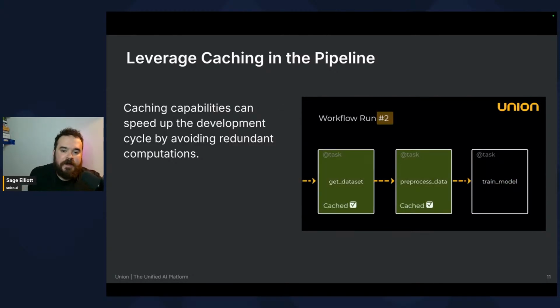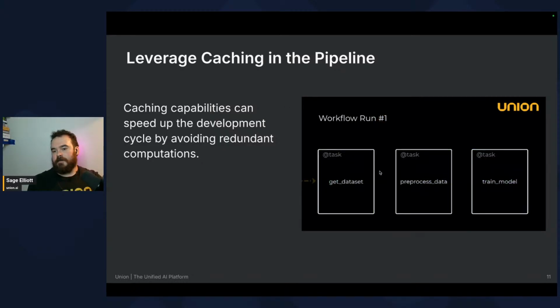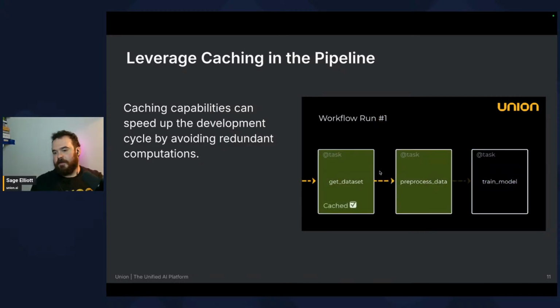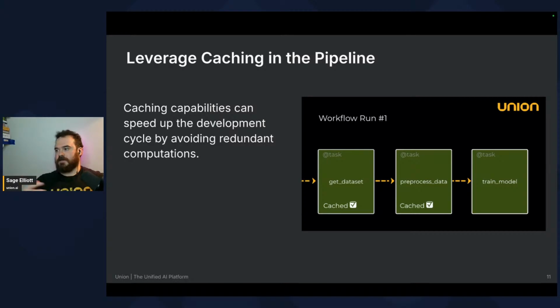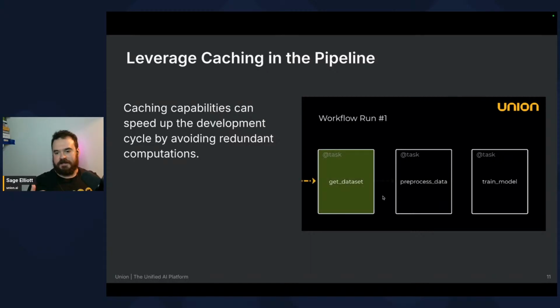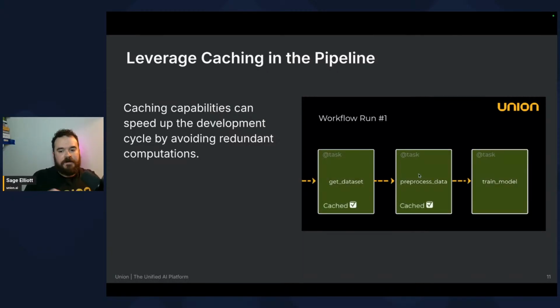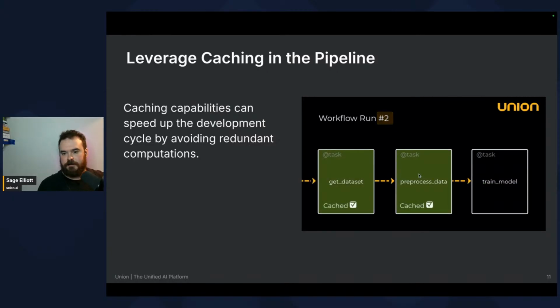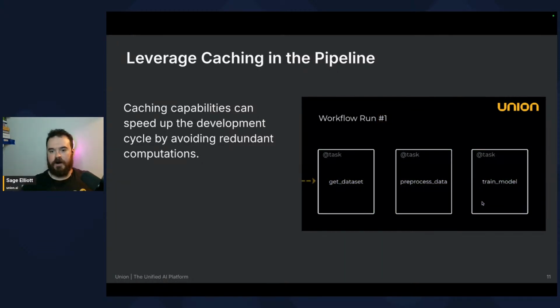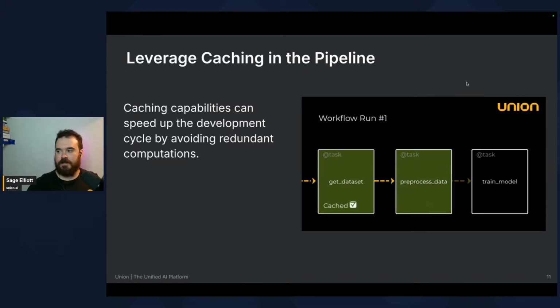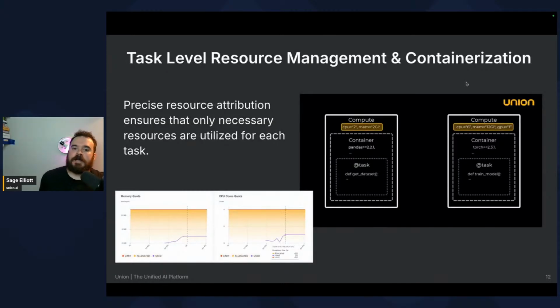Leveraging caching in the pipeline. Again, this might sound kind of obvious, where in this case, we're training a model and we're downloading a data set and pre-processing that data set, and we want to rerun this whole workflow several times to adjust hyperparameters or different values in our model. We don't want to download the data set and pre-process the data set every time if it hasn't changed and it's not useful to us for this process. So we can just cache that and then read that directly into our next task, which would be training the model in this case.